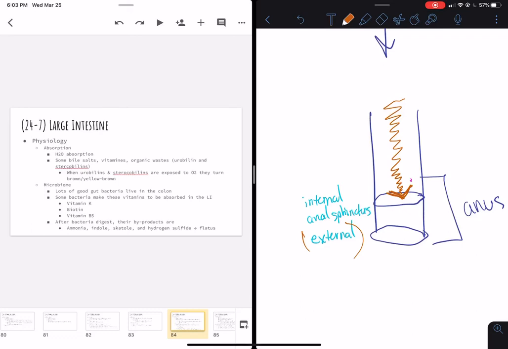Whenever stercobilins are exposed to O2, they turn brown or yellow-brown, so this is why you'll have different colorings in your feces, again, depending on your diet as well, too, so that'll also have an effect on whether or not it's a little bit more brown than usual, a little bit more orange, or a little bit more yellow.